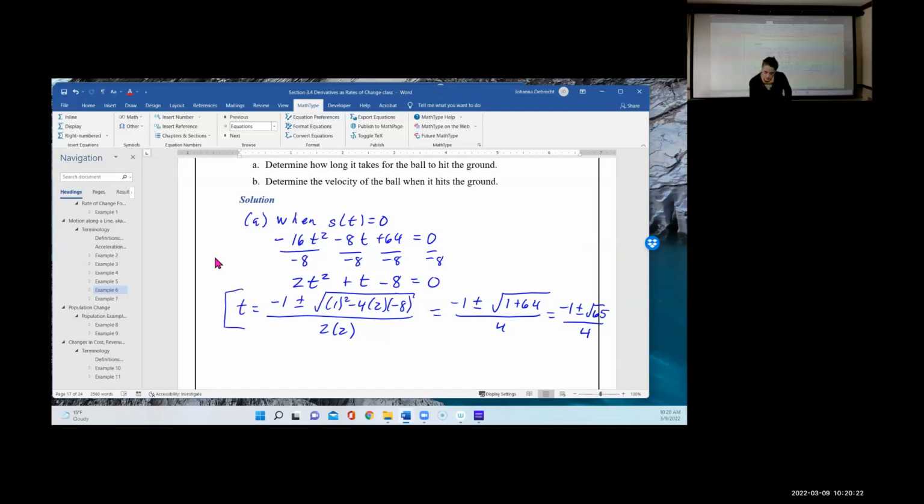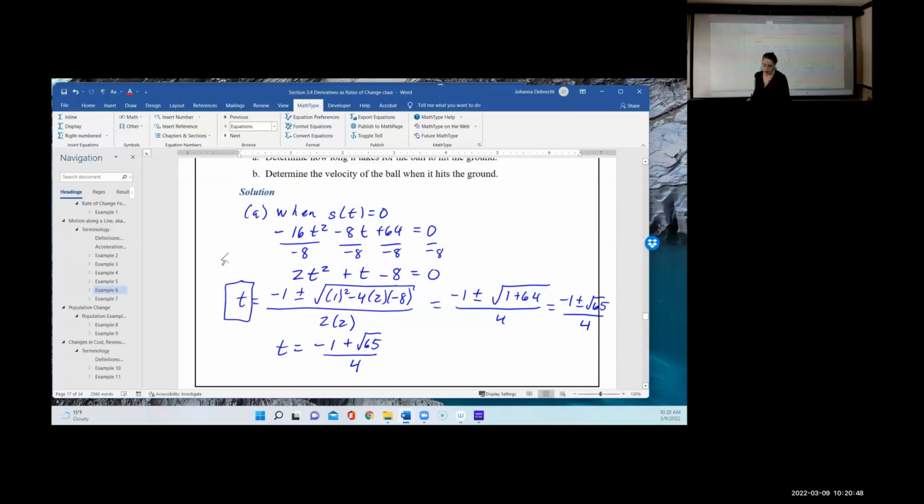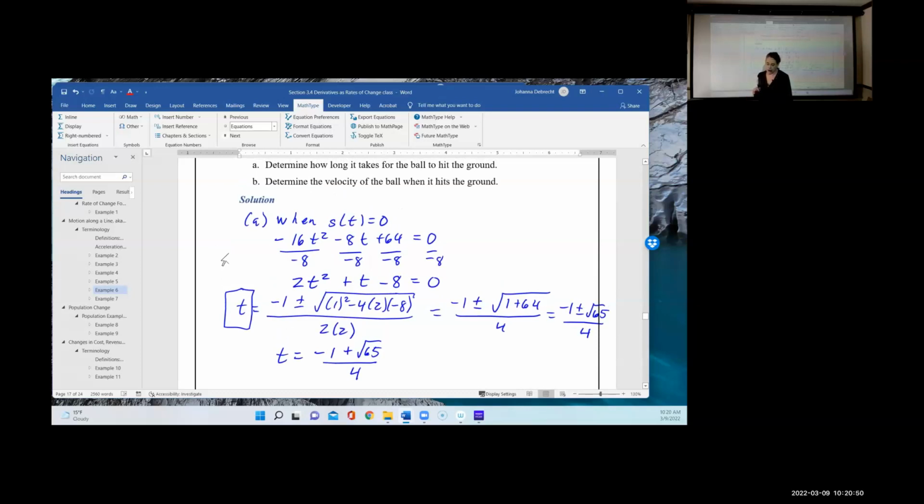But remember that this represents time. And what do you know about time for sure? It has to be positive. It cannot be negative. So we can ignore the negative 1 minus the square root of 65 over 4 solution. And we can just look at the positive one, which is negative 1 plus the square root of 65 over 4. That's the time, how long it takes for the ball then to hit the ground where the position is 0.